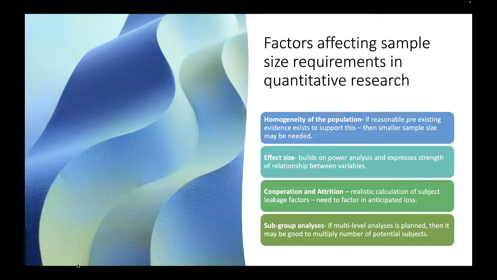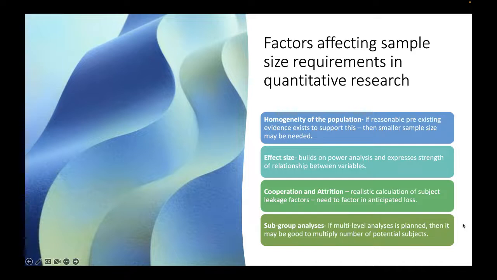Then, of course, other factors like cooperation and attrition. You have to have subject leakage factors and calculate them into your study. So essentially what happens here is, as I've said, people sometimes will say I've factored in an additional 10% to just beef up my study sample size because I expect people to refuse to cooperate. I expect them to drop out.